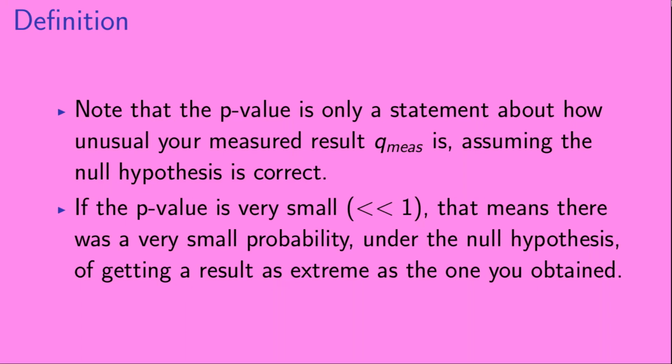Note that the p-value is only a statement about how unusual your measured result Q measured is, assuming the null hypothesis is correct. If the p-value is very small, so much less than 1, that means there was a very small probability, under the null hypothesis, of getting a result as extreme as the one you obtained.